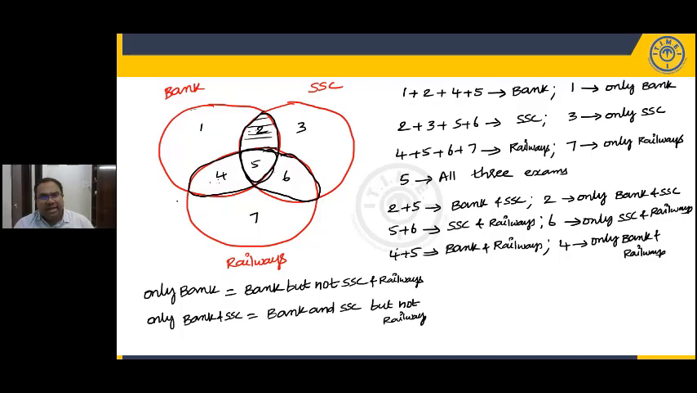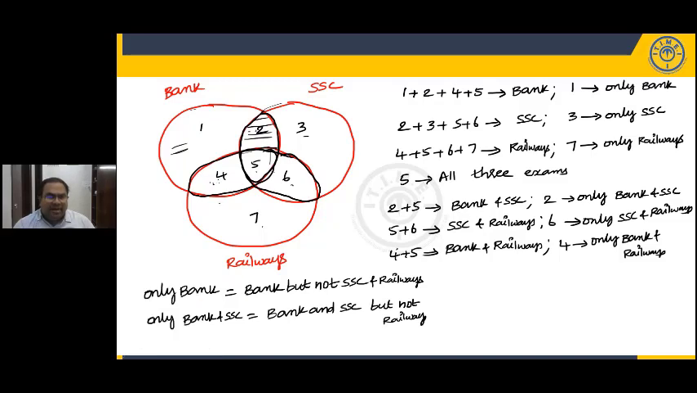So, clear once: this circle is bank, only bank. SSC, only SSC. Railways, only railways. This is bank and SSC, only bank and SSC. 4 and 5, bank and railways, only bank and railways. 5 and 6, SSC and railways. 6 is only SSC and railways. 5 is all 3 regions. Now, one more point.